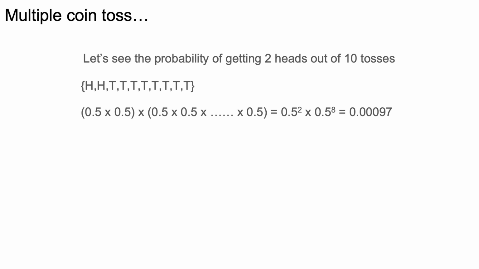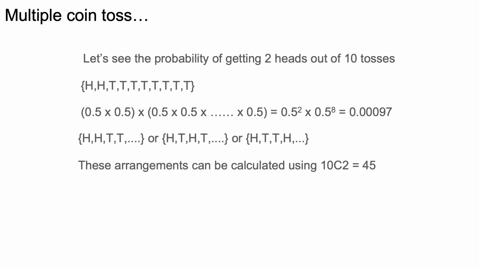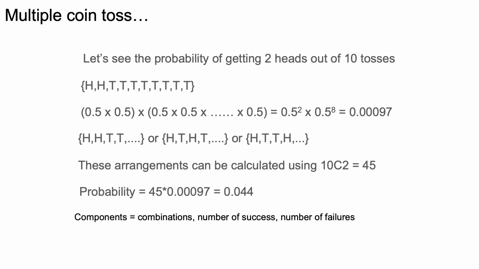But an additional complication to be considered is the different combinations as shown here. The number of different combinations can be enlisted in 45 different ways using the combinations formula. Finally, in 10 tosses, the probability of getting 2 heads is 0.04. Note that the components that we used in this calculation were the combinations formula, the number of successes, and the number of failures, which will be relevant in a formula that I will share later on.